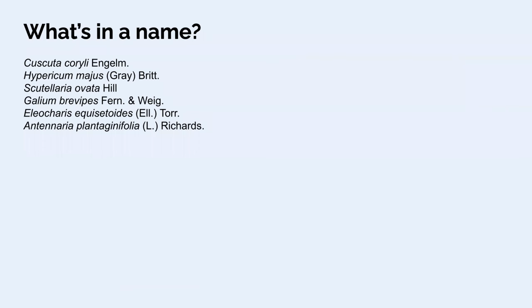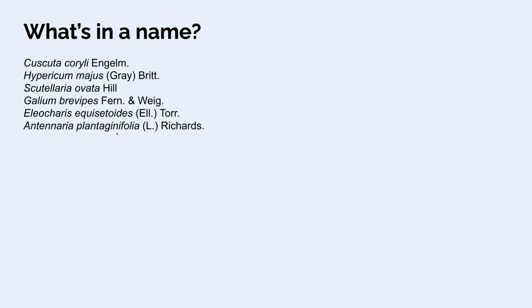As far as identifying a species, another feature of your Wisconsin Flora book is that it's going to end up giving you an identification. That's pretty standard in that kind of book, to get to a species name. The species names are scientific names, official scientific names for species. There's probably more here than you're maybe familiar with seeing in a species name. We've got a portion here in italics made up of two words: Cuscuta coryli, Hypericum majus, Scutellaria ovata, Galium brevipes, Heliopsis helianthoides, Antennaria plantaginifolia.